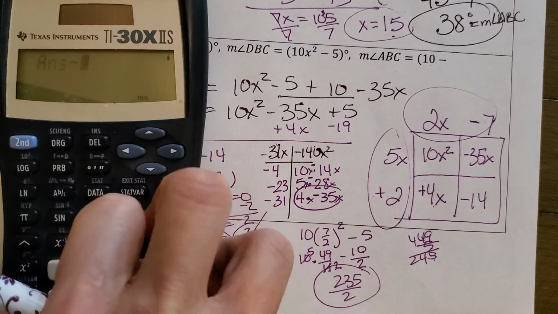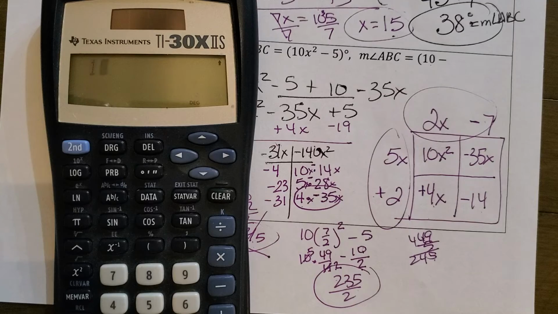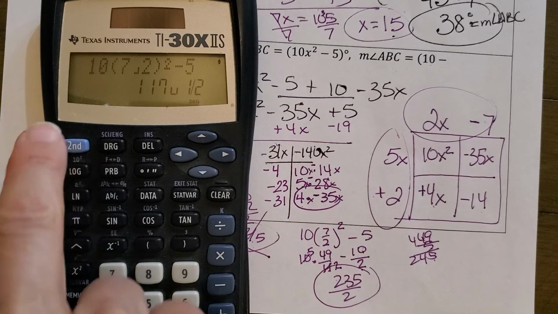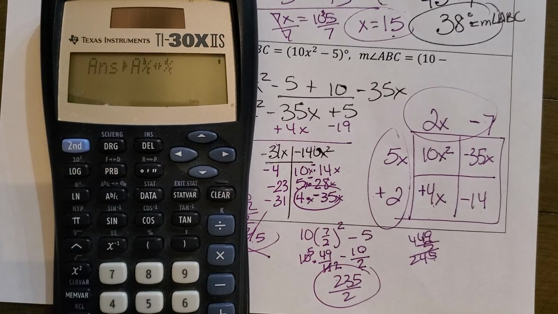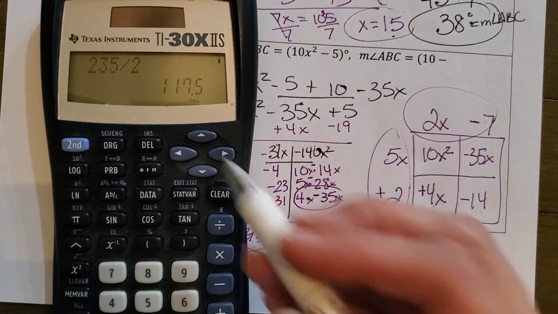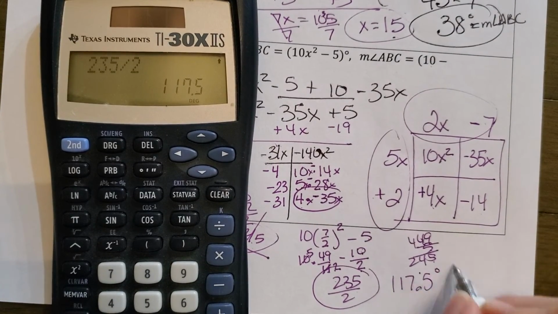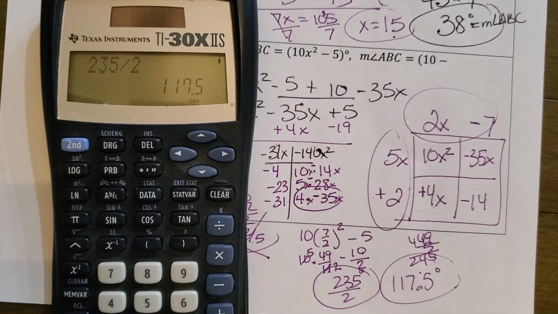And let's just make sure I'm right, because you never know with me and my math. Sometimes I get carried away and I forget things. So I'm going to do this again. 7/2, and I'm going to square it, -5. Let's see if I get the same answer. If not, we'll figure it out. Okay, 235 over 2. So that's our answer. And if you just did it decimal-wise, you could get 117.5 degrees. Either one works.